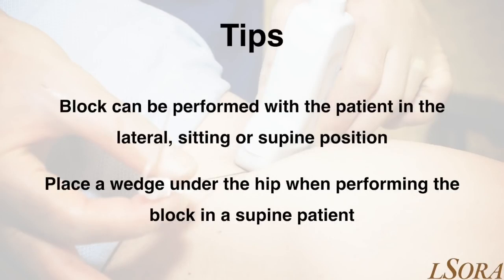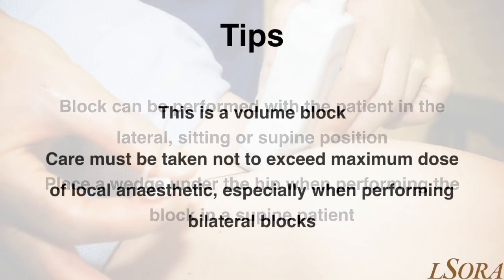The patient can be blocked in the lateral position, which is often easiest, in the sitting position, scanning from the posterior aspect, or supine. If you are going to perform the block with the patient in a supine position, it is easier to place a wedge under the hip to allow the probe to reach the posterior abdominal wall.